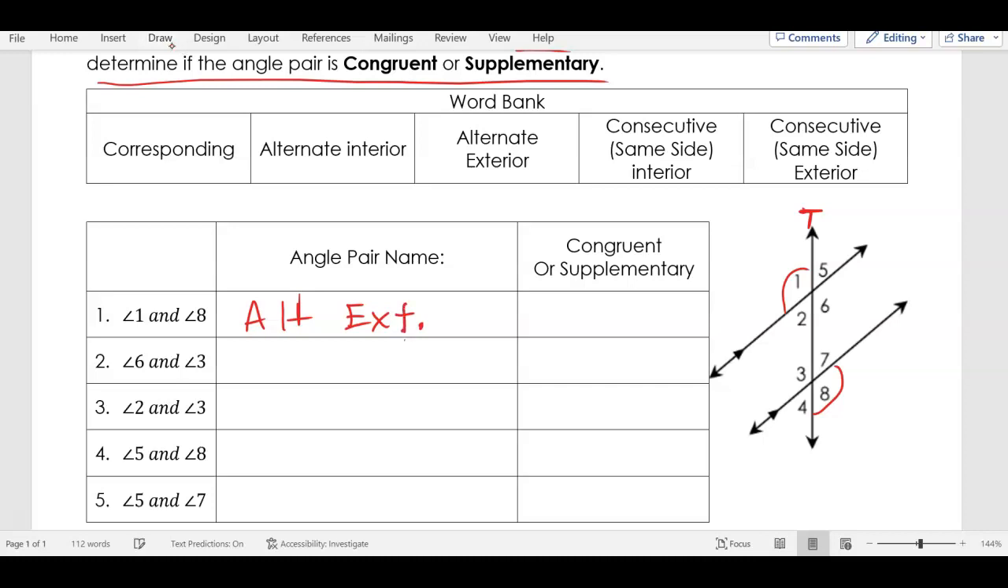All right, and then we learned in our notes, which you could look at from Wednesday, alternates are congruent. Cool. Okay, now what about 6 and 3? Here's 6, here's 3. They are not on the same side of the transversal, so they're alternate. And these are also in between the parallels, so that's alternate interior. And like we said, alternates are congruent.